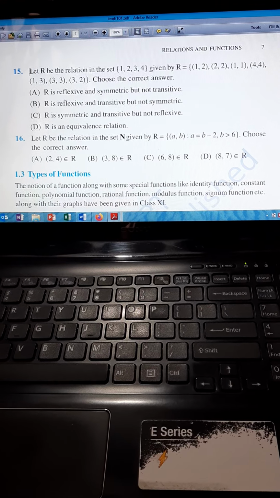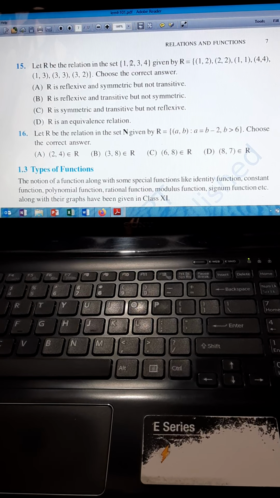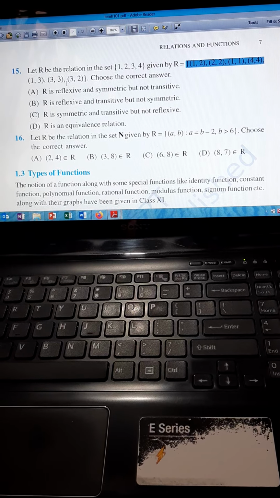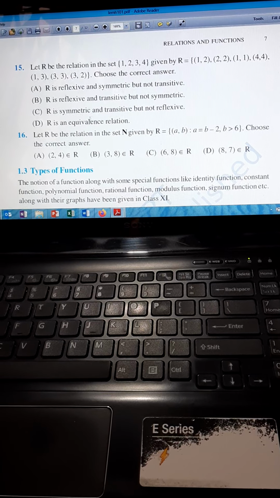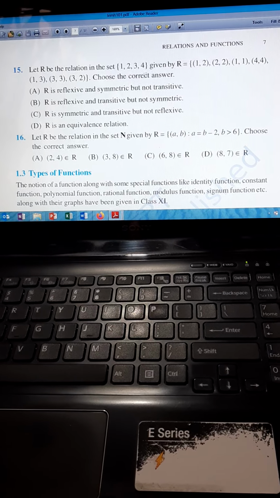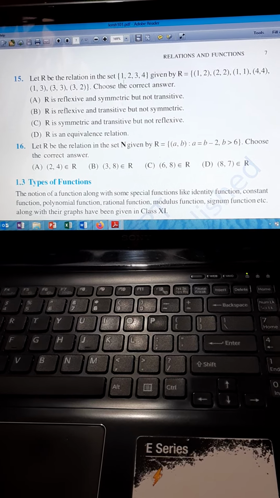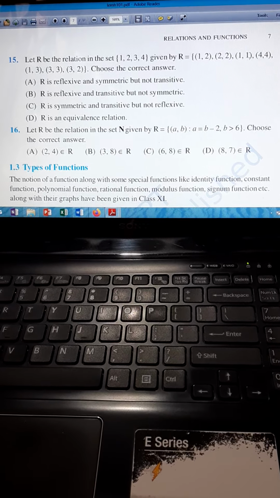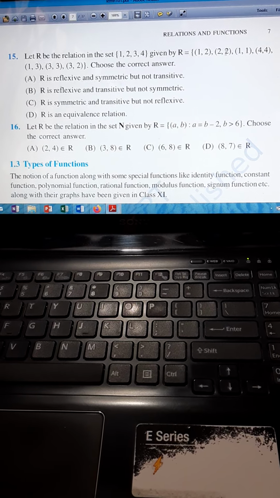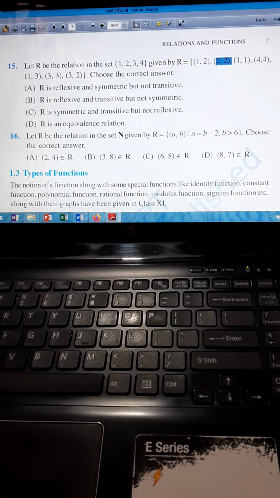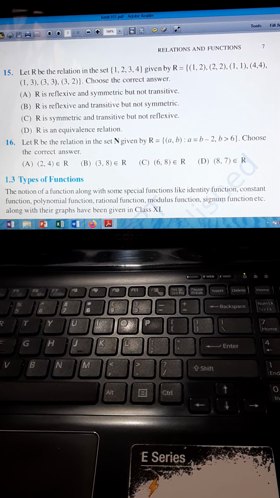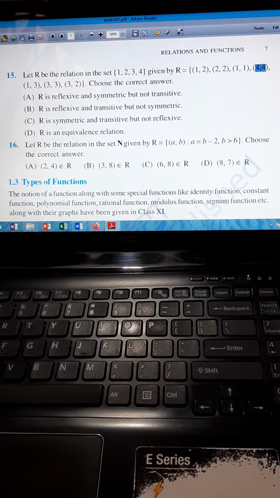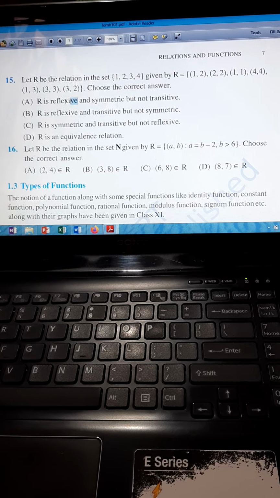Question number 15. Here relation R is defined on this set with 4 members given by these ordered pairs. You want to choose the correct option. Now let's try for the first property. Is it reflexive? So here 1 related to 1 is there, 2 related to 2 is there, 3 related to 3 is also there, and 4 related to 4 is there. So it's reflexive.